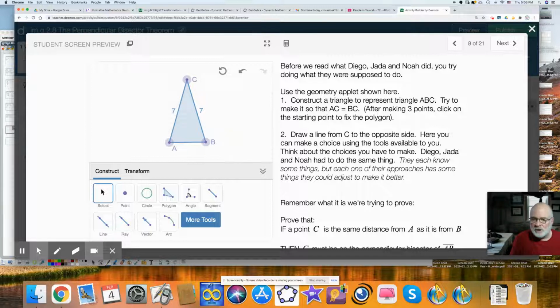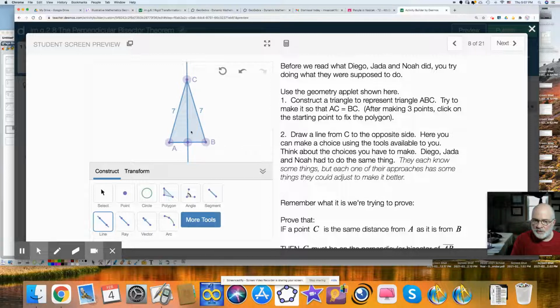This is what she started off with. Construct a triangle to represent ABC, CA is equal to CB. And then it says to draw a line from C to the opposite side. And I can define this line. I know it's going to go through C, and I know it's going to go through the opposite side. But how do I define this line? How is this going to help me prove that this line has to be the perpendicular bisector? That's what you need to tell me.